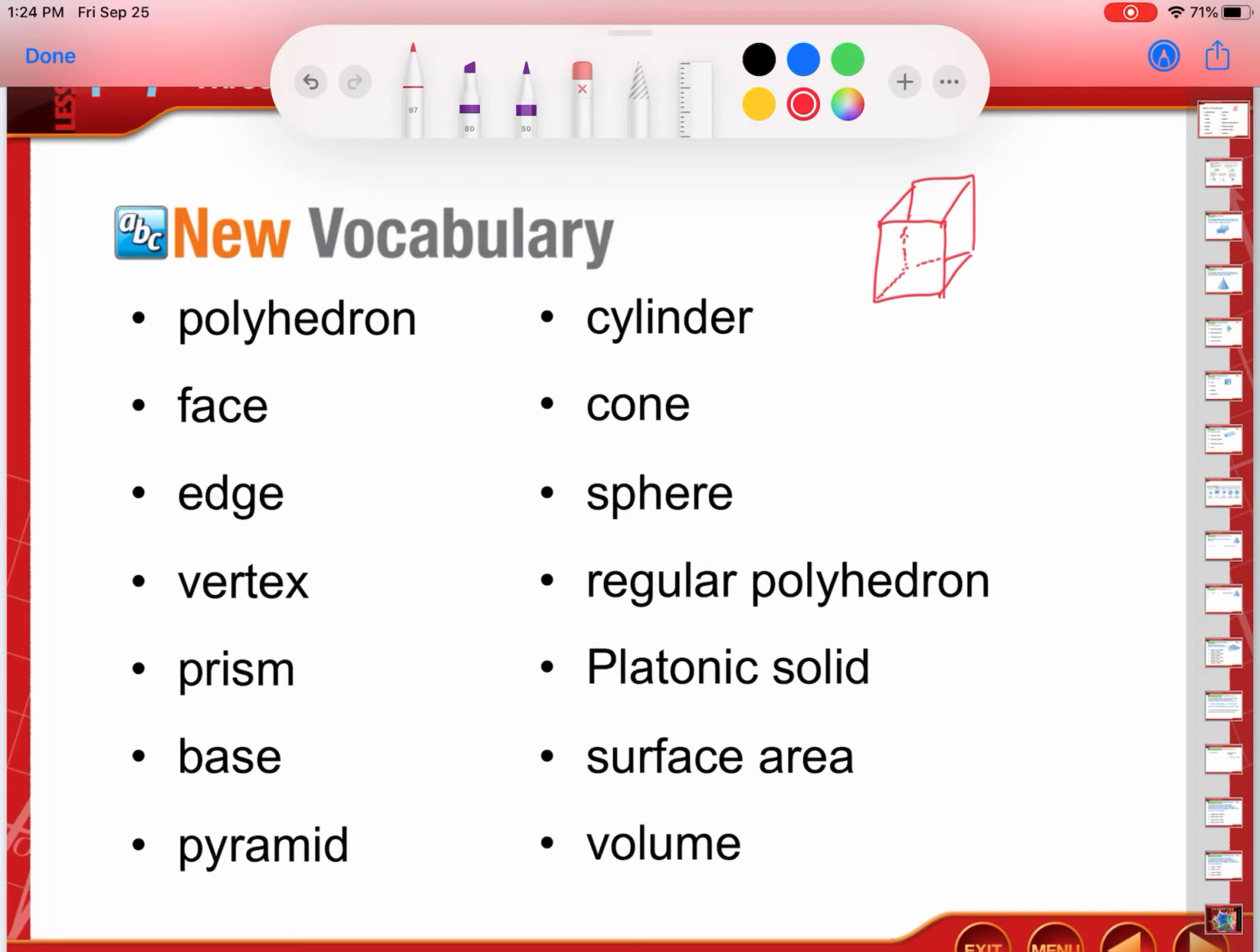So a plane or a face would be like this side right here. That would be a face. An edge would be like the individual little red sides here. So that would be an edge. A vertex is going to be your corners, just like before.